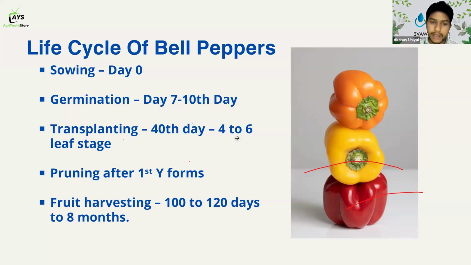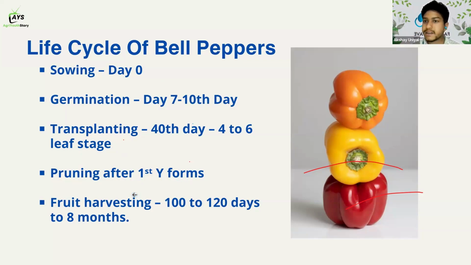Okay, so then pruning will start happening, after the first Y forms. So what Y forms are, is that the branches will start to diverge. As soon as the branches start diverging, we don't want it to get bulky. We do not want too many branches, and it will start taking up a lot of space. So after that, that is our indication that we have to start the pruning process. We'll be cutting the excess branches. So this is what it means by pruning after the first Y forms.